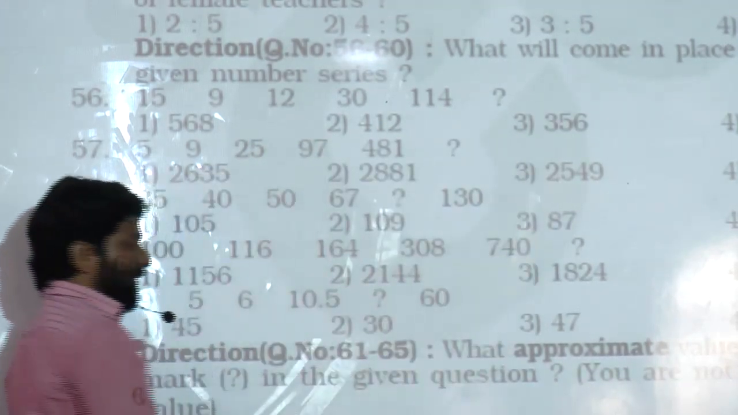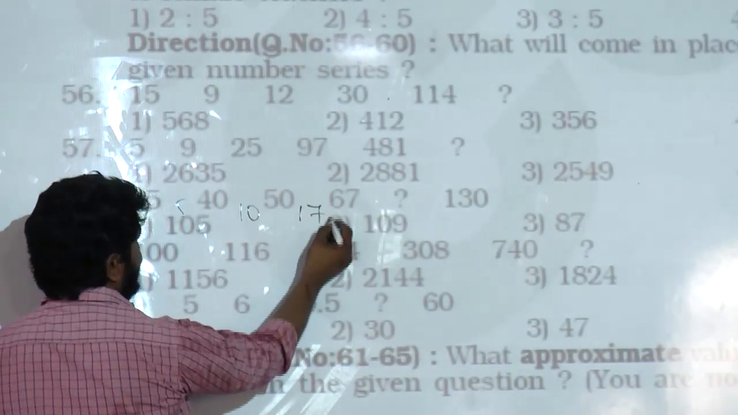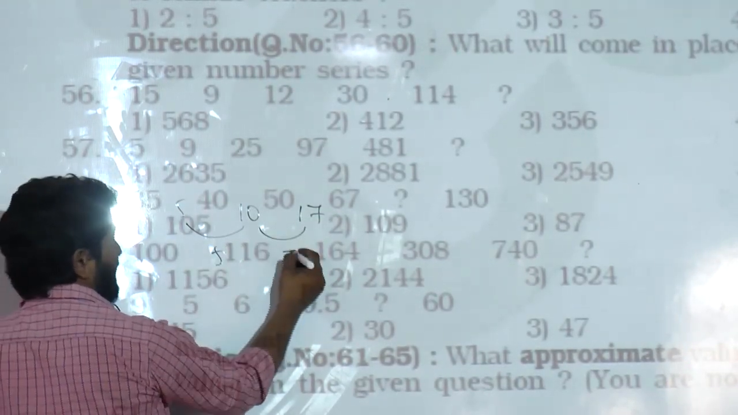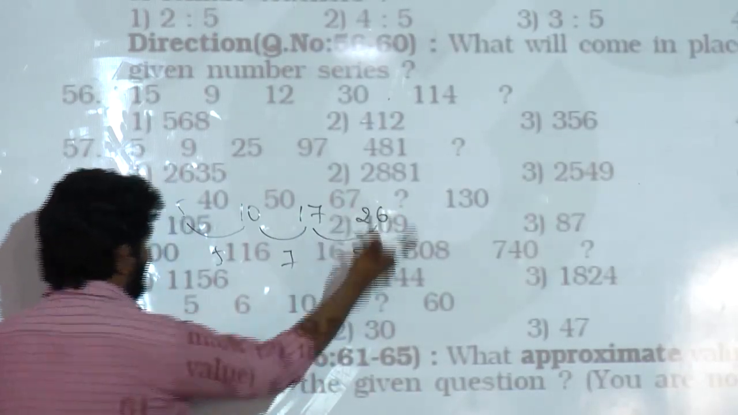I think difference of difference. 5, 10, 17. 5, 7, 9. 17 plus 9, 26. 67 plus 26. Just find it. If you have it, that's okay. Else you need to change your logic.